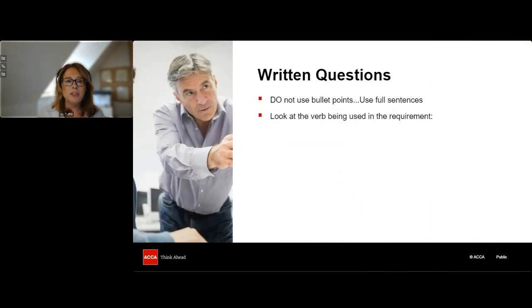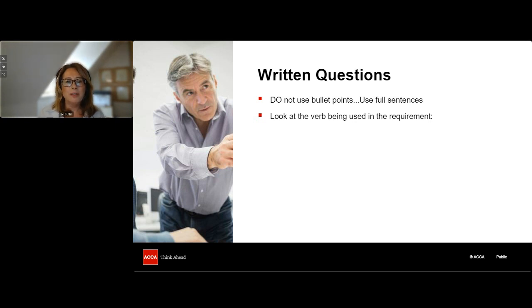So written questions, do not use bullet points. I'm going to repeat that. Do not use bullet points. Use full sentences. A bullet point is: IRR is a percentage measure. That's a bullet point.